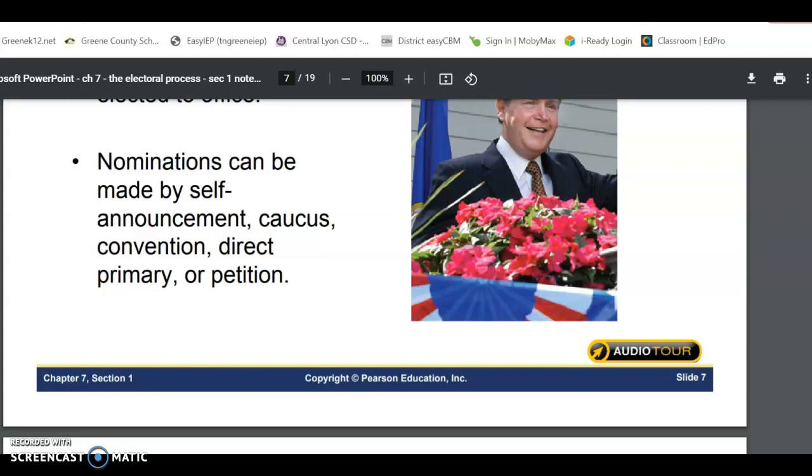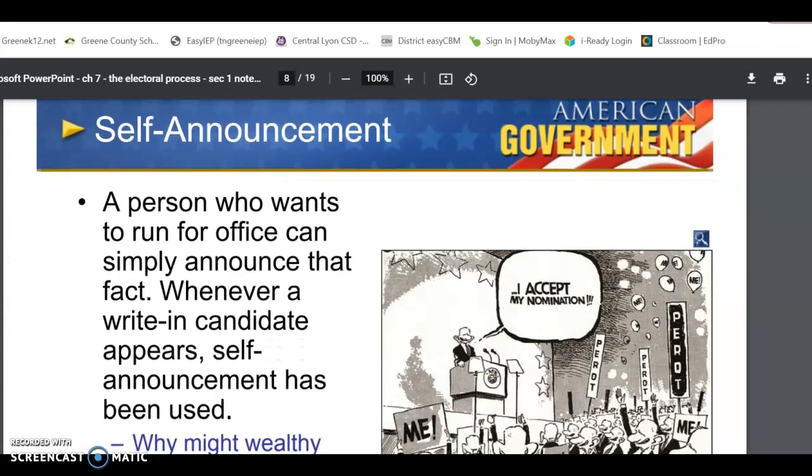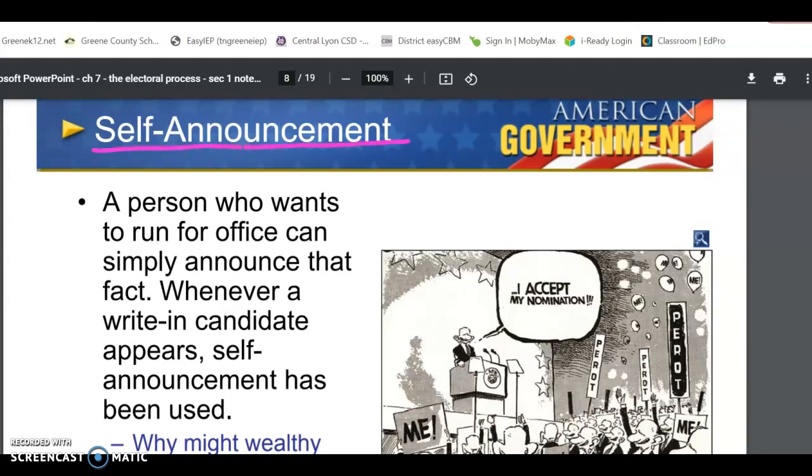And then those are all of the ways that we talked about in our focus question: self-announcement, caucus, convention, direct primary, or petition. We're not going to write those down because we're going to go into depth on each one of them now. So the first one we're going to discuss is self-announcement. That is when a person who wants to run for an office announces that they're going to run. They can simply announce that fact. Whenever a write-in candidate appears, self-announcement has been used. So self-announcement is just when someone says, I'm going to run.